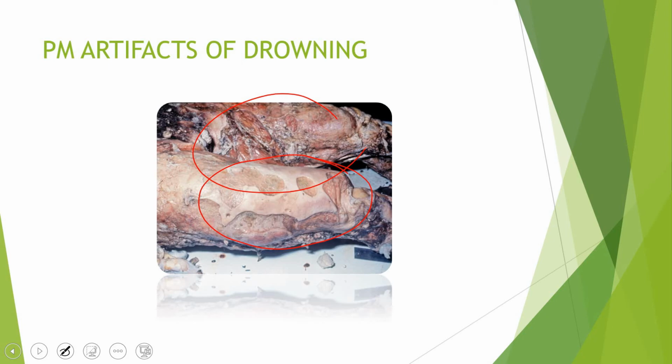So there are, and this picture represents this round type of lesions, and this is quite characteristic of injury of the dead body by crustaceans such as crabs and other marine life like sharks, alligators, fish, insects, etc.